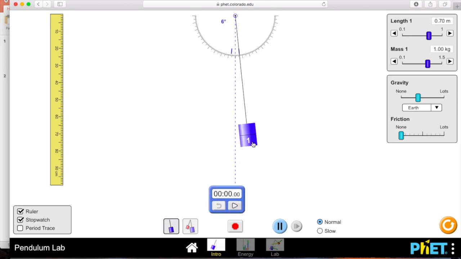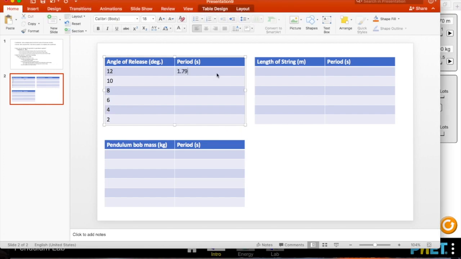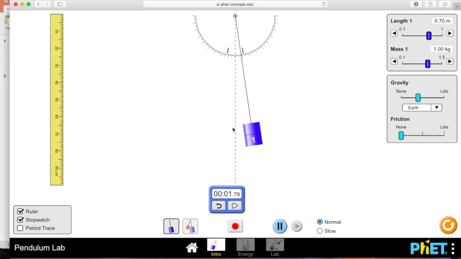So let's do a trial at 12 degrees. Remember, I'm using the definition of oscillation as one complete forward and back cycle. I'm not going to be able to come down here and get it on the first one, so I'm going to do the second oscillation. All right, here we go. All right, looks like 1.79 seconds. So I'm going to write that down, and then I'm going to get another trial, so I can have lots of data to smooth out any error. All right, here we go.